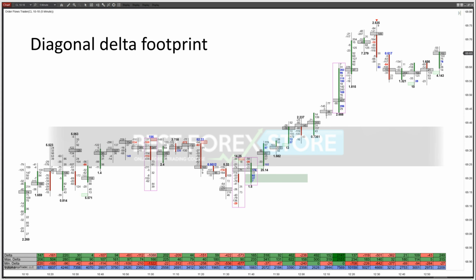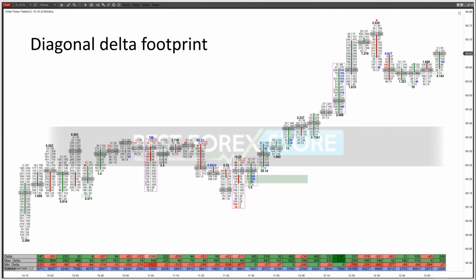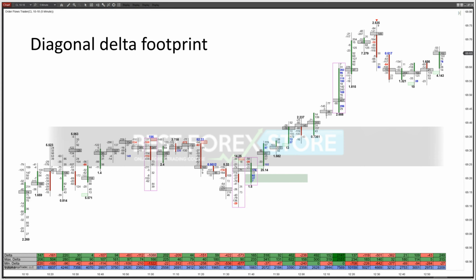It's the same way with delta. You can see you've got a stacked imbalance here, and you can see the deltas are all stacked. To me, that's very important information. If you're starting to see multiple imbalances in a bar as well, that's also important information. This is how it looks on a normal bar chart. This is how it looks on a delta diagonal chart.